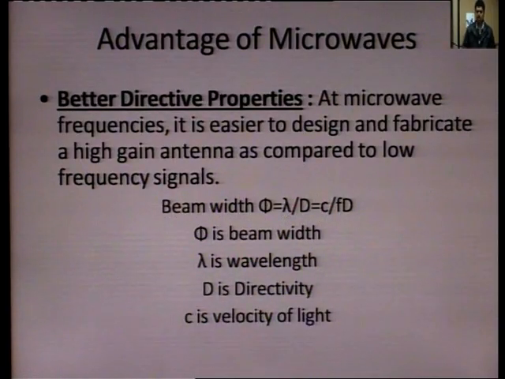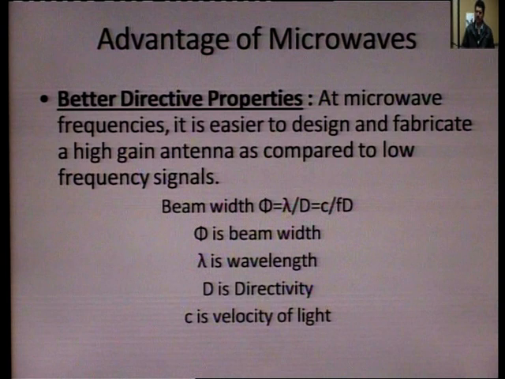The next advantage is better directive properties. Directivity means the ability of an antenna to concentrate the signal into predefined directions. At microwave frequency, it is easier to design and fabricate a high gain antenna as compared to low frequency signals. Generally, when an electromagnetic wave is emitted from an antenna and moves from transmitter to receiver, it spreads. Due to this spreading of the waves, most of the signal is lost; we call this free space loss.